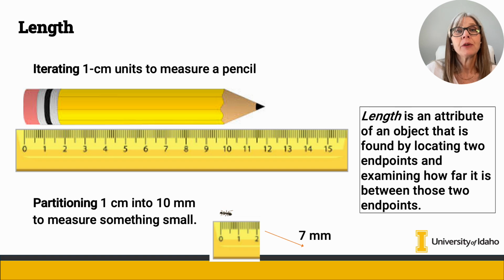The concepts of iterating and partitioning of a quantity are essential to the measurement domain. See in this example, we're iterating a unit of measure, 1 centimeter, 12 times to find the length of a pencil. And here we are partitioning 1 centimeter into 10 parts to find the length of an ant, or we can say we are iterating 1 millimeter 7 times.